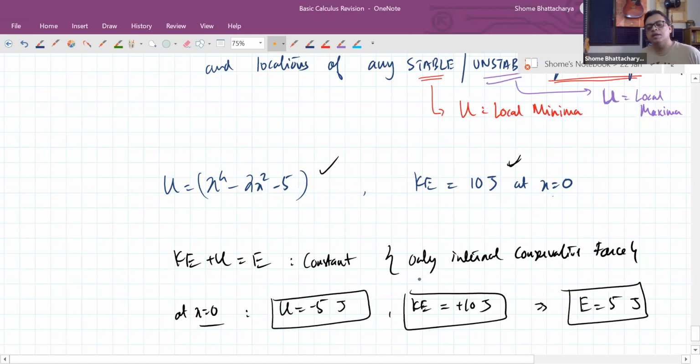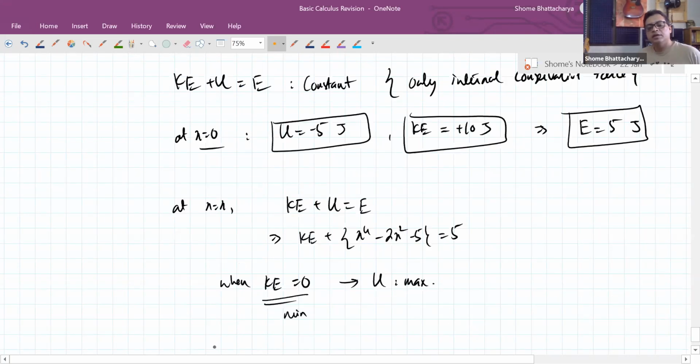When kinetic energy is 0, potential energy will be maximum, because this is the minimum value of kinetic energy. And when kinetic energy is maximum, potential energy will be, that is what we'll understand next.